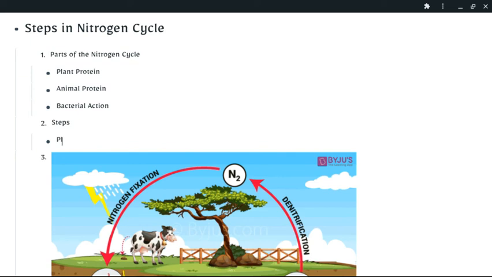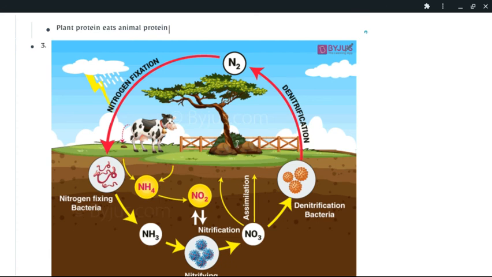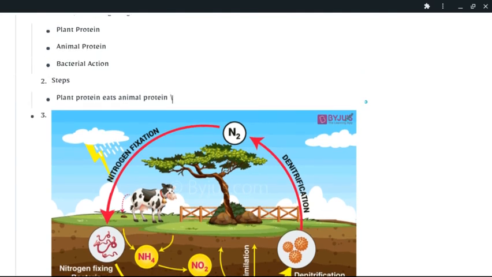So step 1, plant protein eats animal protein. Let's look at the diagram. So we're saying that the plant protein eats animal protein. So here's the plant protein in the soil. Okay? And here is the animal protein that is now eaten and absorbed by nitrogen fixing bacteria and leaves it to the plant to absorb it again. Understand? All right. So that's step 1.